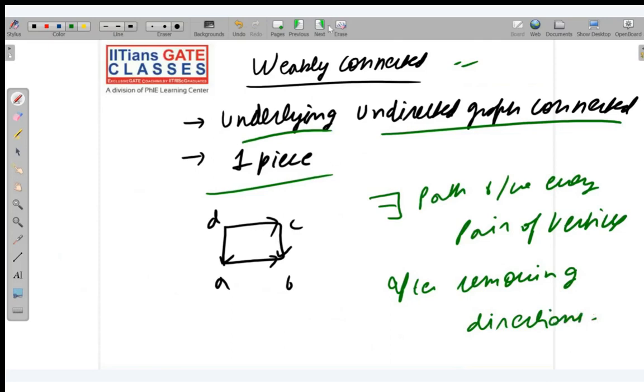After removing directions, there should be a path between every pair of vertices. Then I will say it is weakly connected.